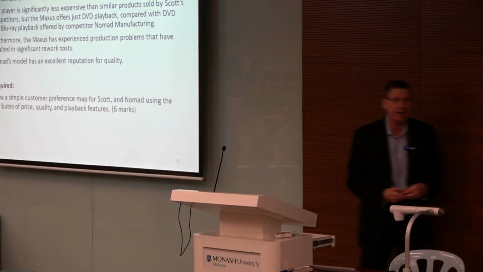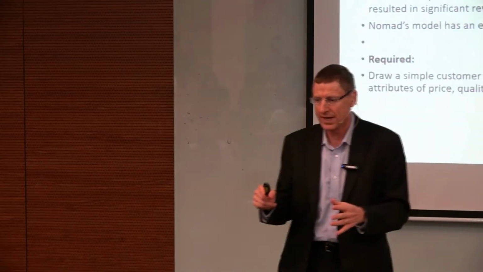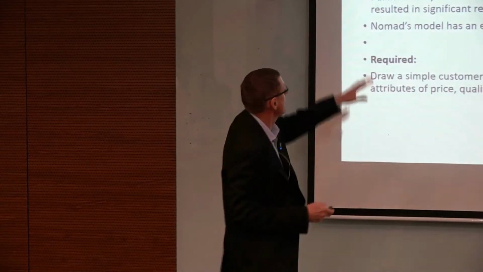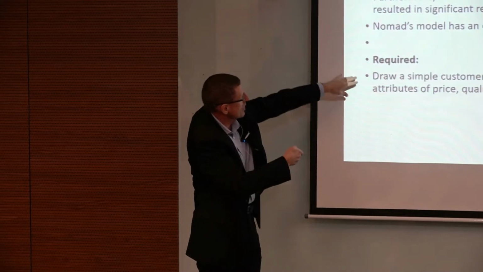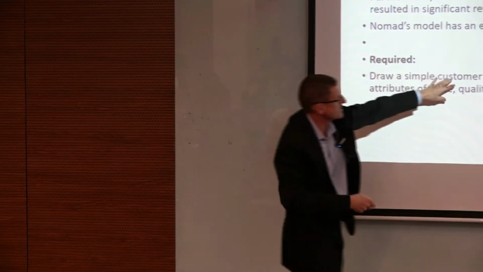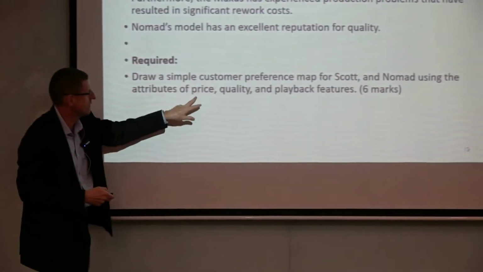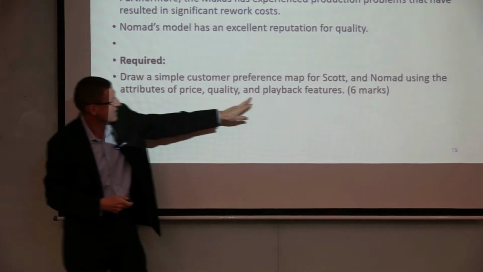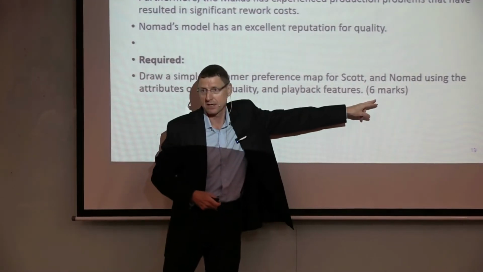So one thing that you may be asked to do in the exam is an exam question like this that I had in the past. This is a real question in the exam in the past. We may not have much time to look at this, but we give you information here, and then you're required to draw a simple customer preference map for Scott and Normad using the attributes of price, quality, and playback features, and 6 marks, so give them for that.